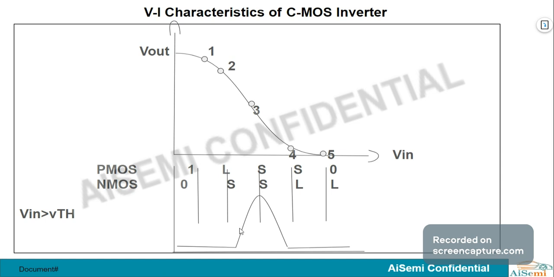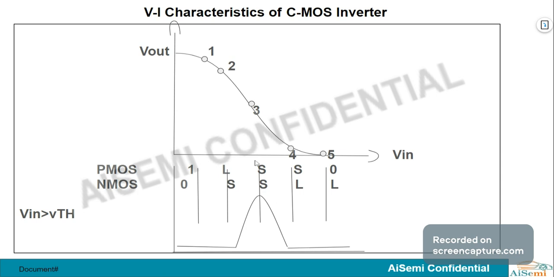The IDS current slowly increases. Then the second region is opposite to region 4. Here we observe that PMOS is in saturation and NMOS is linear. When the input is just less than VDD by the threshold voltage of the PMOS transistor, the PMOS transistor is said to be in the saturation region and the NMOS transistor is said to be in the linear region.